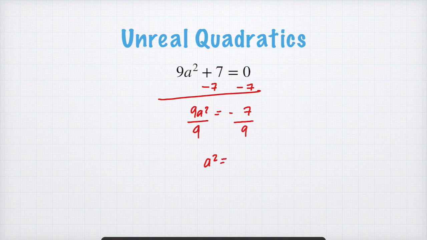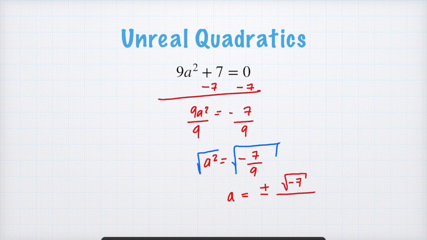Now we have a squared is equal to negative 7 over 9. I'm going to go ahead and take the square root of both sides. Remember that when we take the square root of both sides, we have to remember the plus or minus on the number side. So we're going to have plus or minus the square root of this fraction. And remember that when we take the square root of a fraction, we take the square root of the top and divide it by the square root of the bottom. So now we have the square root of negative 7 divided by the square root of 9. And we're going to have to simplify this now.